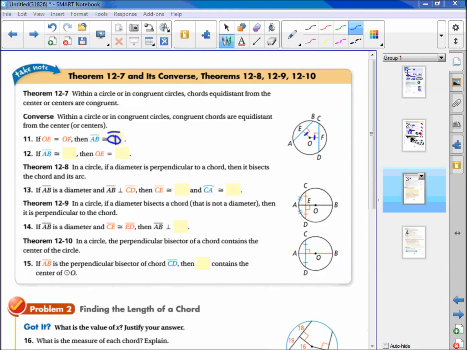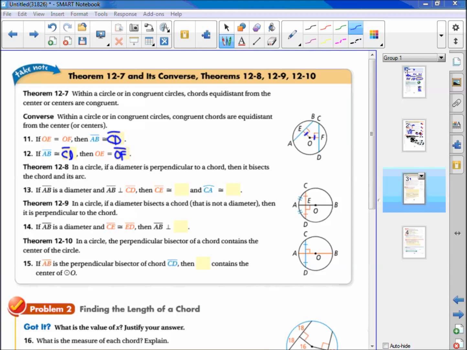If the chords are equal and congruent to each other, or have equal length, then they're going to be equidistant from the center. So if chord AB is congruent to chord CD, then OE is going to be the same as OF in this case. So the distances the chords are away from the center should also be congruent.